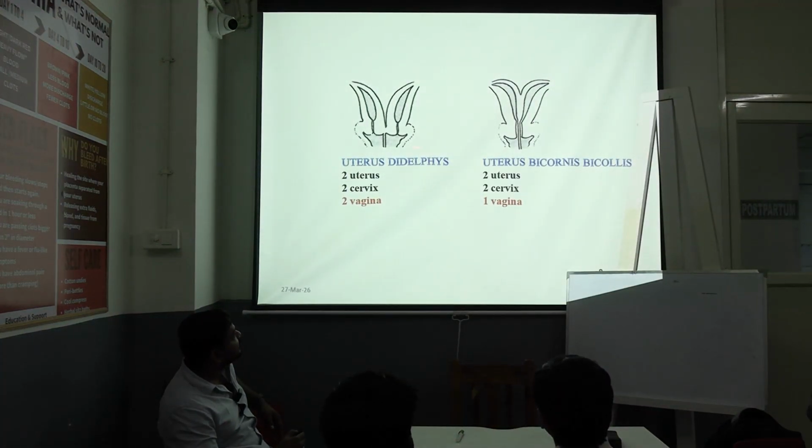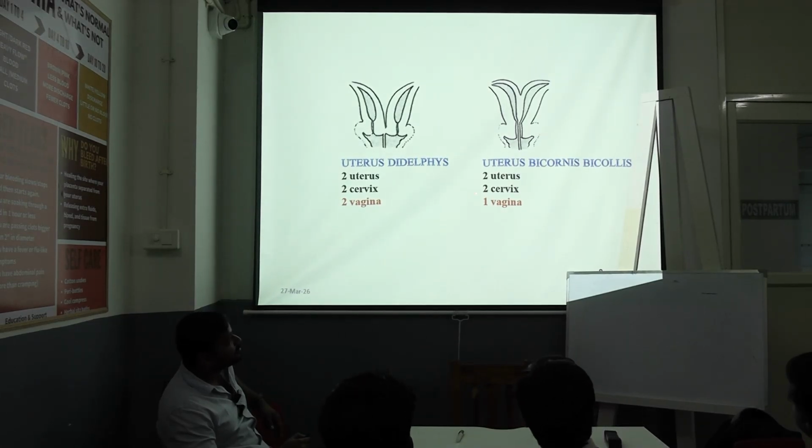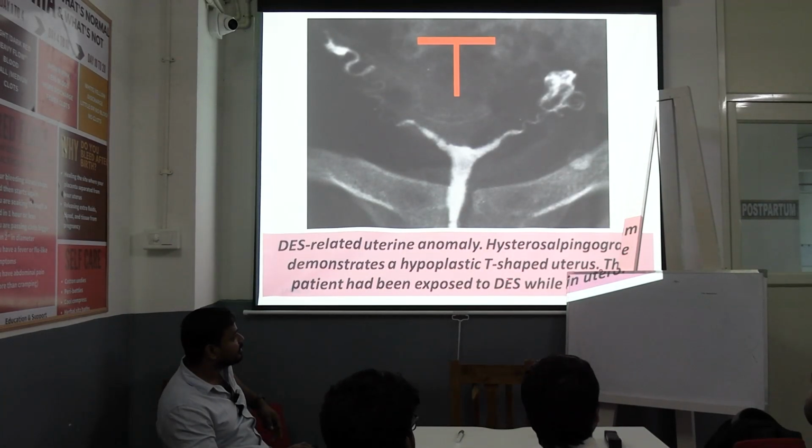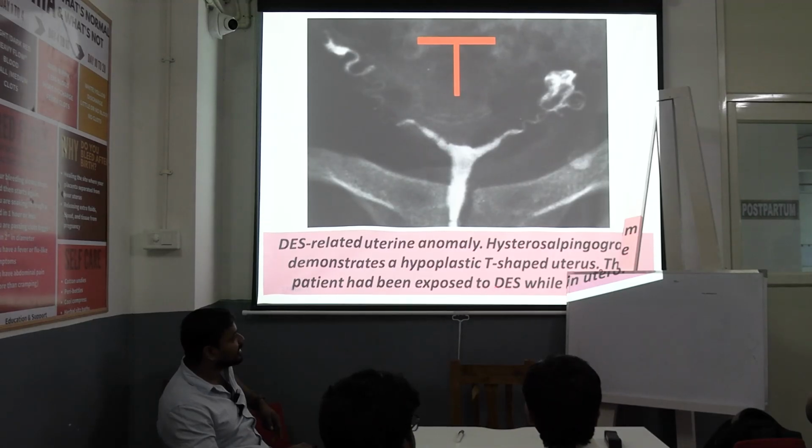See, uterus didelphys, I told you everything is 2. Uterus bicornis bicollis: there are 2 uterus, 2 cervix and 1 vagina. Because this is a T-shaped uterus. T-shaped uterus you will see in intrauterine exposure to diethylstilbestrol.